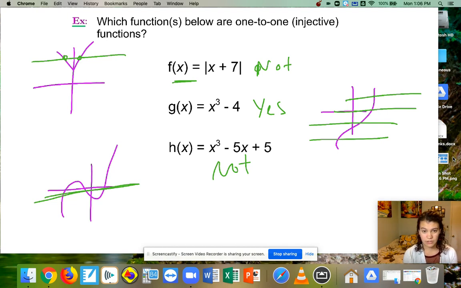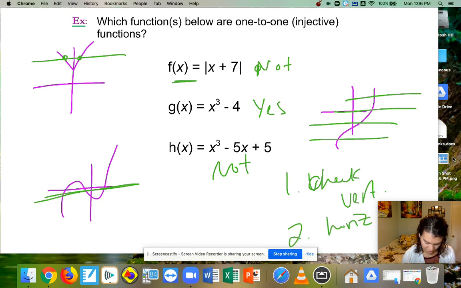One thing to note, you always have to check that something is a function first. You can't be 1-to-1 and not be a function. So number 1, check the vertical line test. And then second, do your horizontal. So if it asks you, like, is a function 1-to-1, it has to first be a function before you can be 1-to-1.